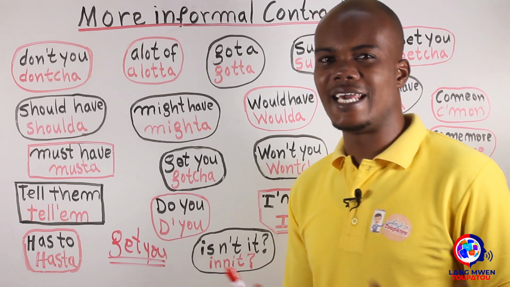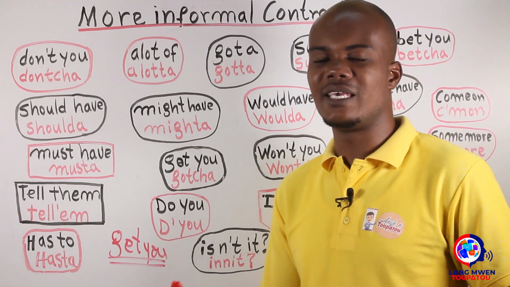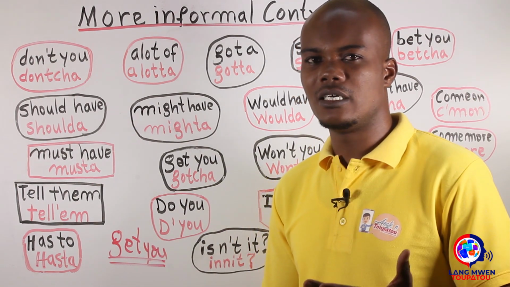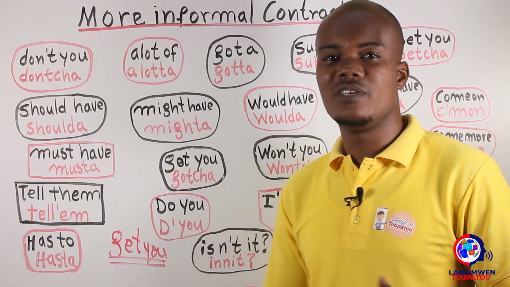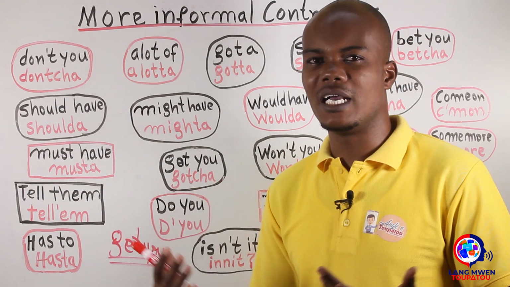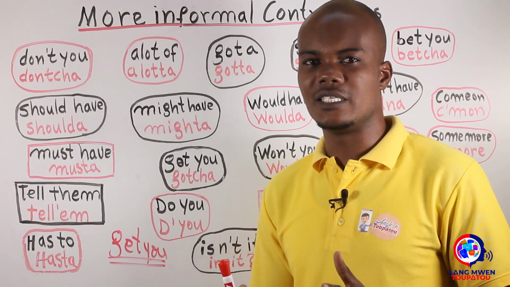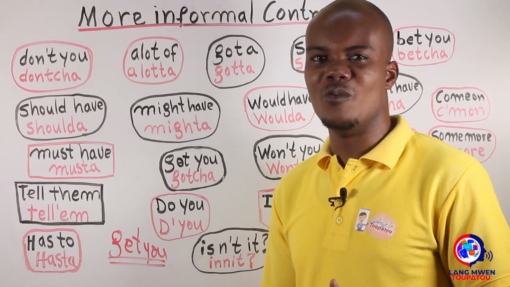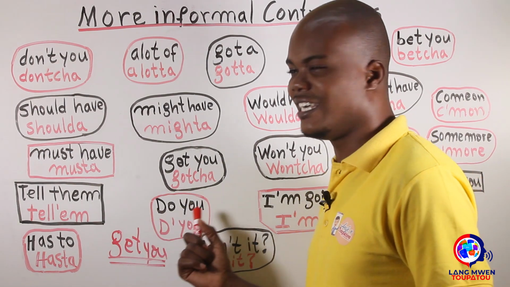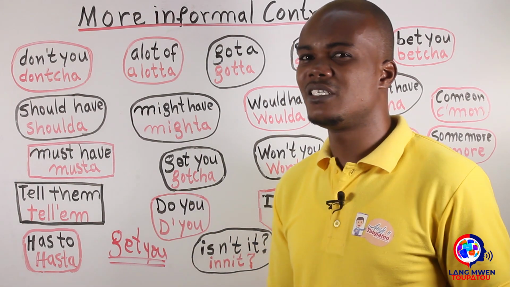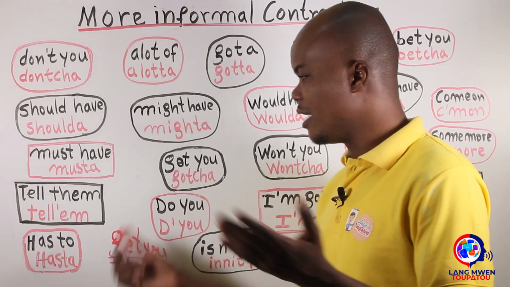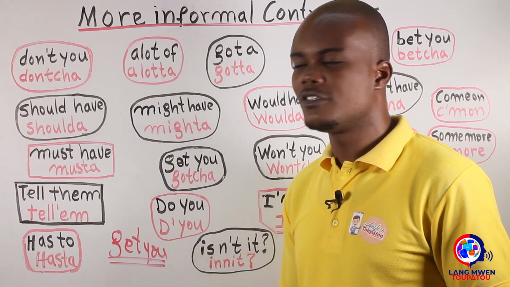Even though the past of get is got, they always use "got you" for the present. Since the verb "to get" has many meanings, here we use it in the sense of understanding. If you want to be more informal, "got you" becomes "gotcha." Like, do you understand what I say? I got you, boss. Great.